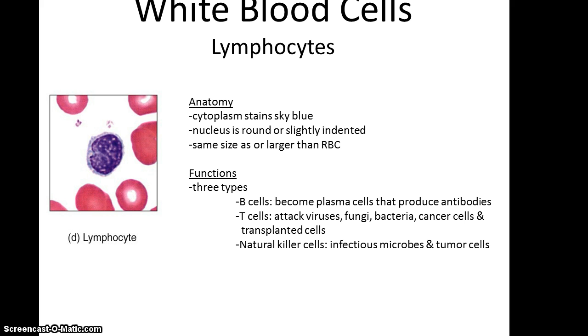Lymphocytes. Well, there's a few different kinds. B cells, which become plasma cells that can produce antibodies, T cells that attack viruses, fungi, bacteria, etc., and natural killer cells, which destroy infectious microbes, and even tumor cells or other cells the body doesn't like anymore. They have a cytoplasm that's kind of light blue, and they have a huge nucleus in comparison to the overall size of the cell, and they seem to be about the same size or larger than red blood cells.